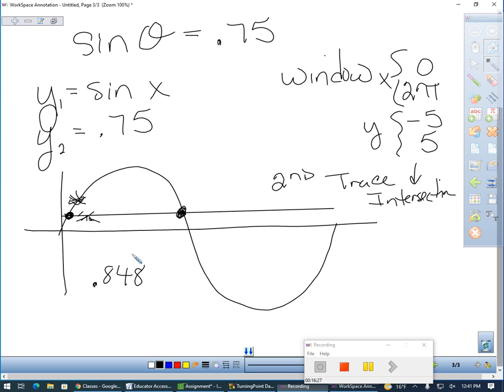So now we're going to repeat the same process, but we're going to move our cursors over here on first curve and second curve. So again, you're going to go second, trace, down to intersection, and hit enter. First curve, you're going to make sure you're close to the intersection point you want. Hit enter. Second curve, again, you want to be close to the intersection point you want. Hit enter, and hit enter one more time.